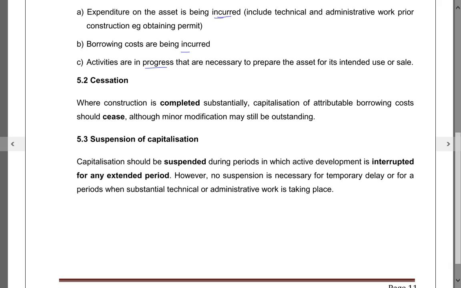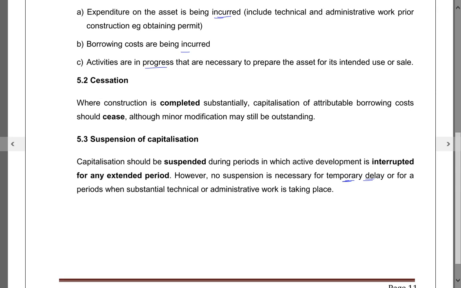Short term is okay. For a temporary delay, no suspension is necessary, or for a period where substantial technical and administrative work is taking place. You stop just for a while because maybe the stock is coming. Yeah, the machine just has a temporary breakdown, then it's okay. Yeah, but they never mention here the outcome. Okay, now there is a temporary delay. Okay, that's the line. Cessation means once completed, we must cease capitalizing.